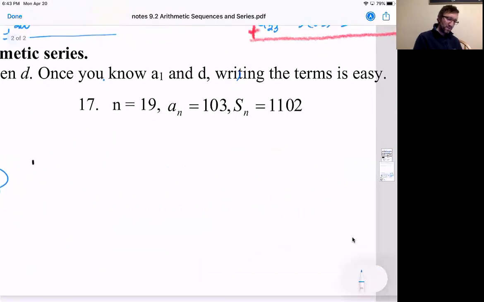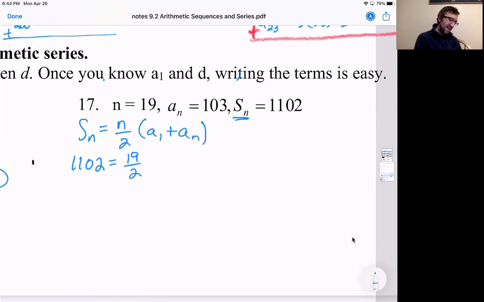This one, we're told the number of terms, a sub n, and s sub n. I'd encourage you, if you have s sub n, let's just write the s sub n formula, n over 2, a sub 1 plus a sub n. If you'd like, you can pause the video and see if you could take it from there. But we would have 1102 as the sum. The number of terms is given as 19. A sub 1 is not known, and a sub n is known. So let's solve from there.